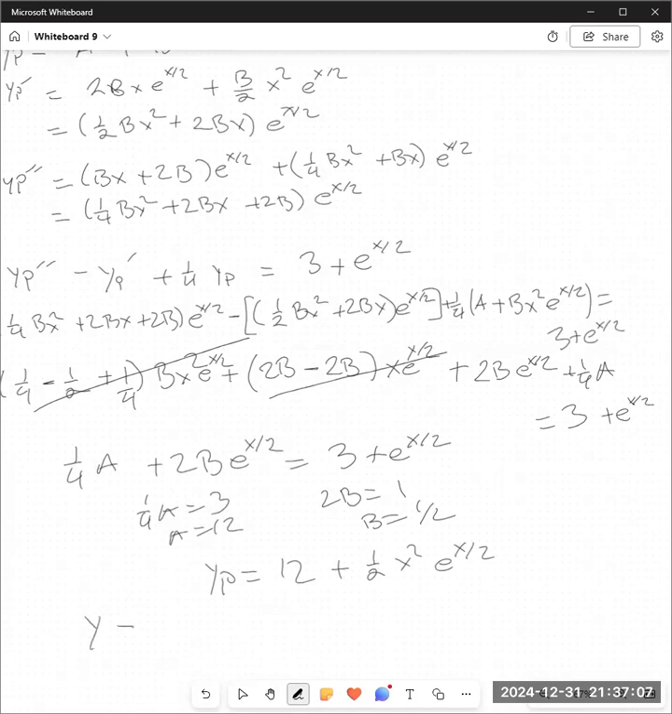And my total y is going to be my yc, which was c1 e to the x over 2 plus c2 x e to the x over 2, plus my yp, which is (12 plus 1/2 x squared) e to the x over 2. That'll be my last one for this video.